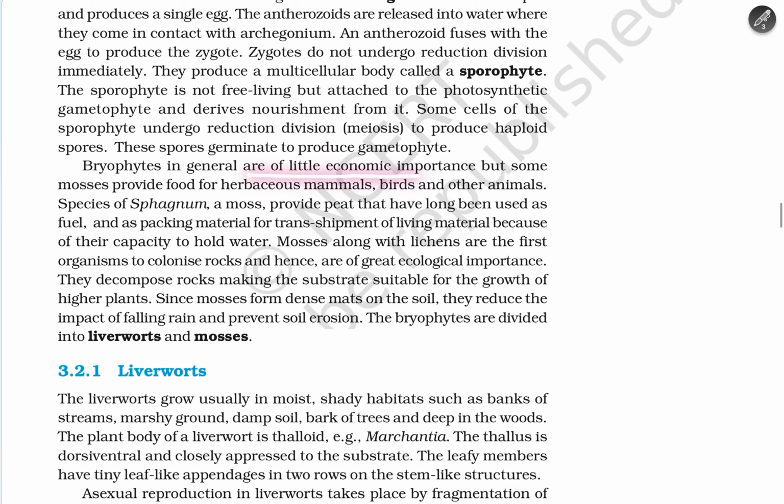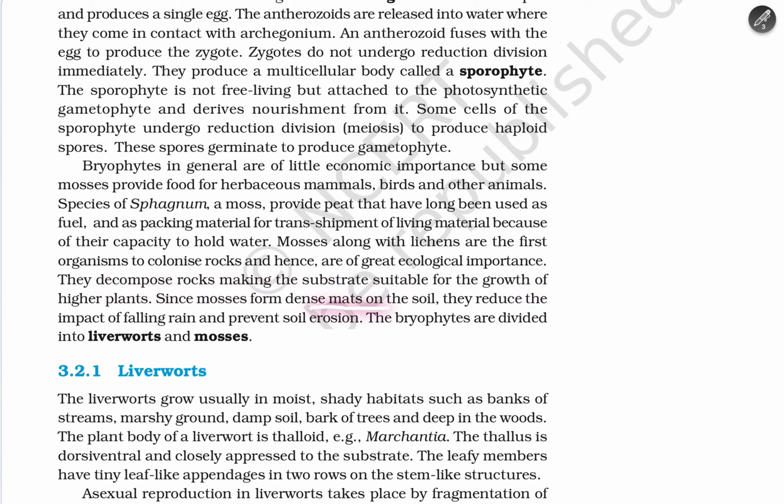Bryophytes in general are of little economic importance, but some mosses provide food for herbaceous mammals, birds and other animals. Species of Sphagnum, a moss, provide peat, which has long been used as fuel, and as packing material for transshipment of living material because of its capacity to hold water. Mosses along with lichens are the first organisms to colonize rocks, hence are of great ecological importance. They decompose rocks, making the substrate suitable for the growth of higher plants.